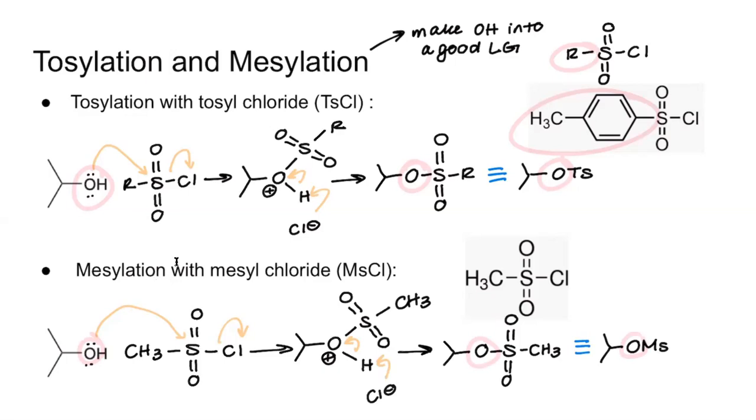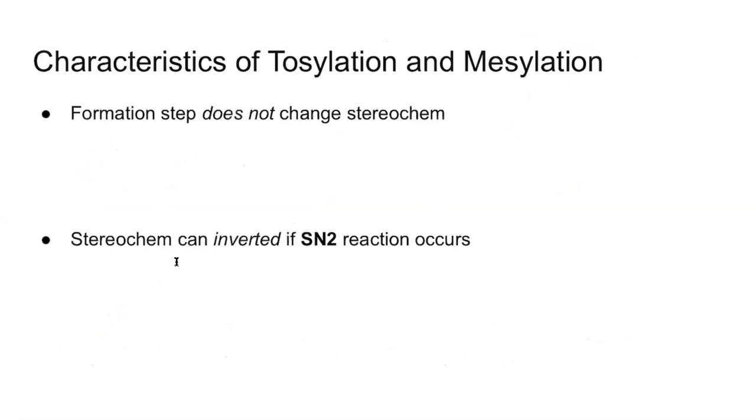Okay, so now we're going to talk about some characteristics. The formation step does not change the stereochemistry of whatever compound you're working with. So let's say, for example, I had this alcohol again because we want to get rid of it. Do you guys want to tosylate or mesylate? It doesn't matter. Someone just shout one out.